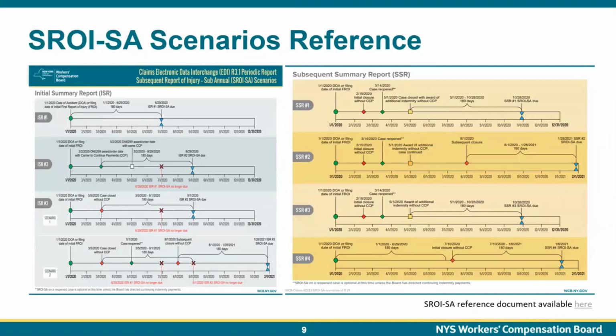One important thing I want to note, you'll see a note at the bottom of each of those pages. It is in a lighter font, so it may be hard to read on the actual screen. But the Troy SA on a reopened case is currently optional for those filings. The only exception to that is if we've directed continuing indemnity payments, very similar to 3.0, those are always going to be due every 6 months if there's continuing indemnity payments. Otherwise, filings on reopened cases will be optional at the initial implementation of 3.1.